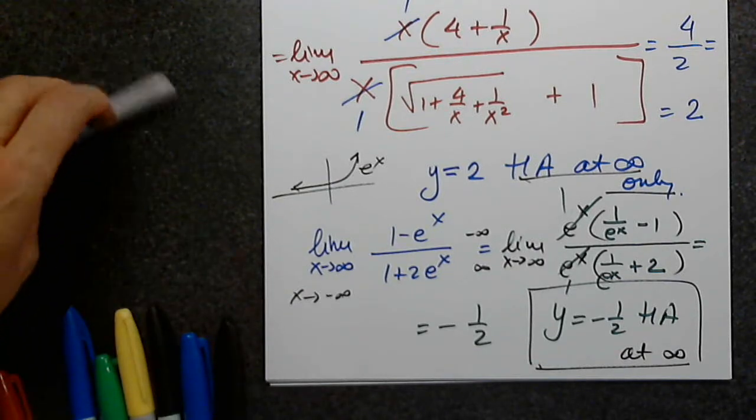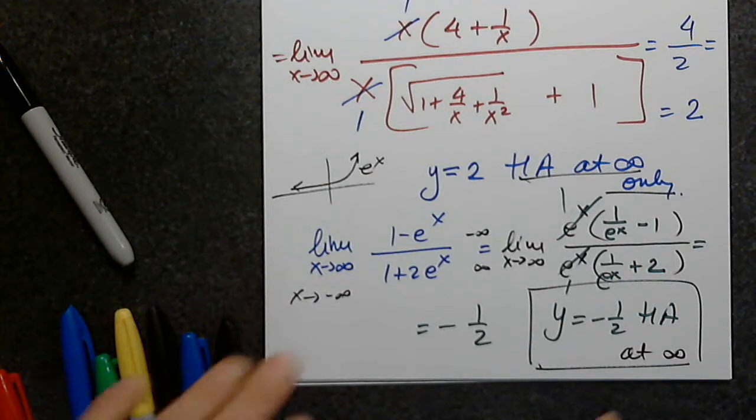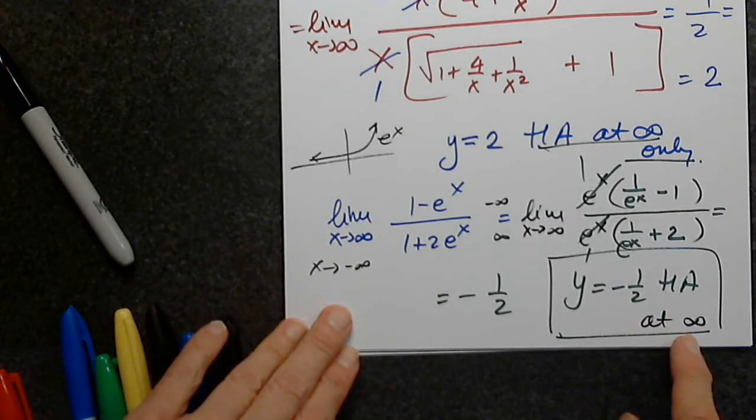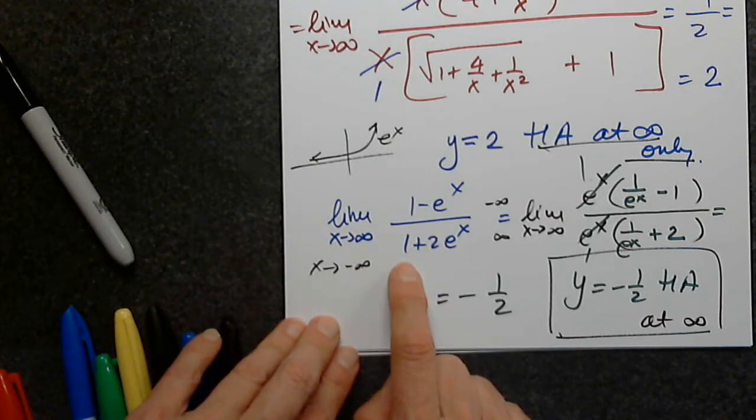That's true, except for pure rational equations, rational functions. Pure rational functions will not have an asymptote at one end and another at the other end. So here, at infinity, the asymptote is negative 1/2, but at negative infinity, the asymptote is 1.